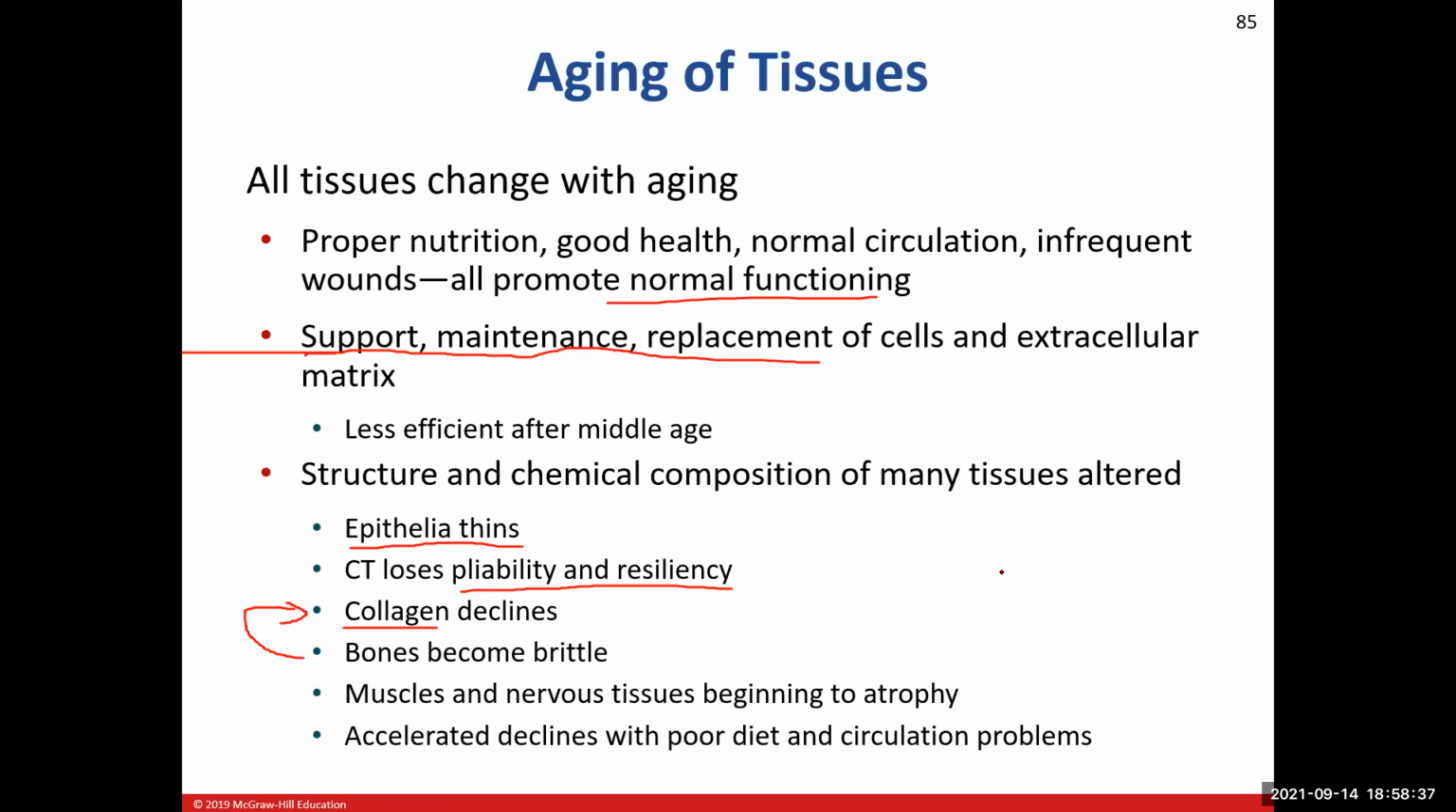We'll see that muscle and nervous tissue start to atrophy, so the cell number decreases and the cell size decreases. And if you really want to make matters worse, eat like garbage and don't do anything. Basically, if you have a poor diet and you're inactive, you're only going to accelerate all of these processes. You've heard the saying, if you don't use it, you lose it, and that's what will happen.